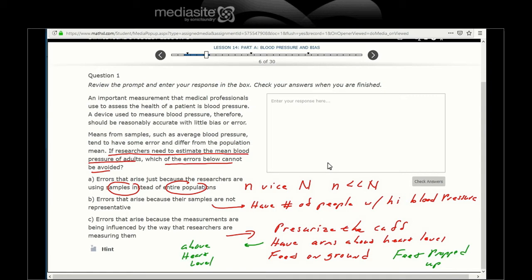So which of these can you not avoid? Can we always ensure a good practice is used in measuring? Yes, we can, so this can be avoided. Can we ensure that we have a representative population being sampled? Yes, we can. Can we avoid the fact that we're using a sample instead of a population? No, we cannot avoid this one. So A has to be the answer.